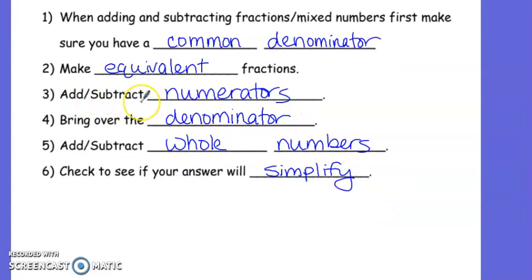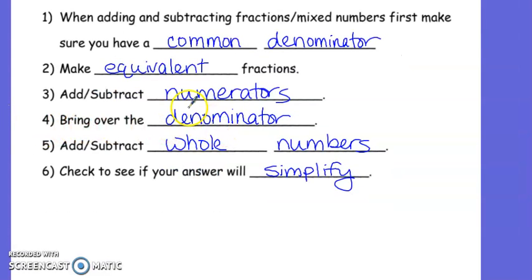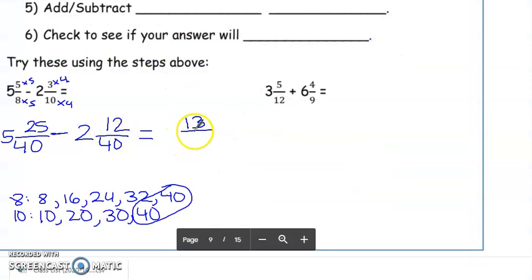So now I'm going to add or subtract, and I think in this case it's subtract. So now we have same size pieces. So if you remember yesterday, basically it would be a circle that has 40 pieces. Okay, I have 25 and I'm taking away 12. So I want to subtract 25 take away 12. What is 25 take away 12? Hopefully you got 13. Then bring over the denominator, which is 40.